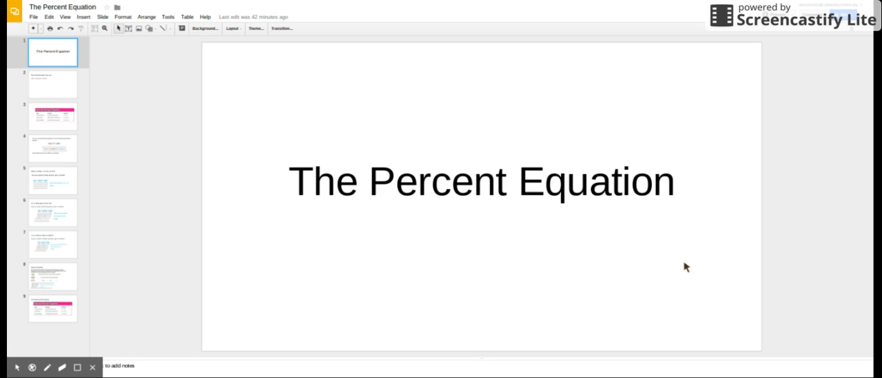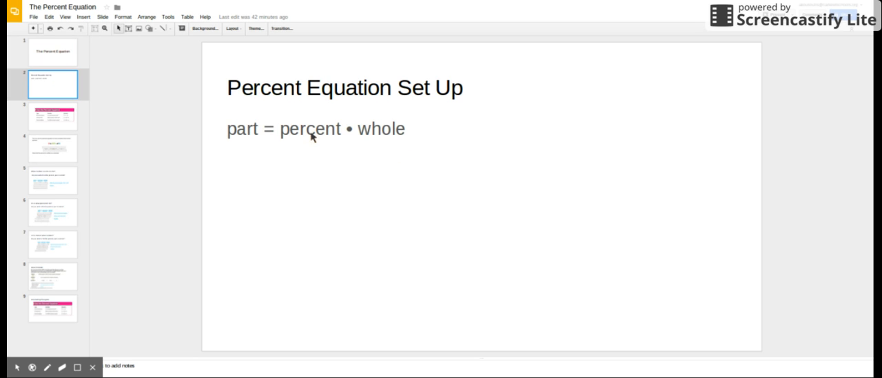Hi there, in this video we're going to learn about the percent equation. So here is the setup for the percent equation. Part equals percent times whole.